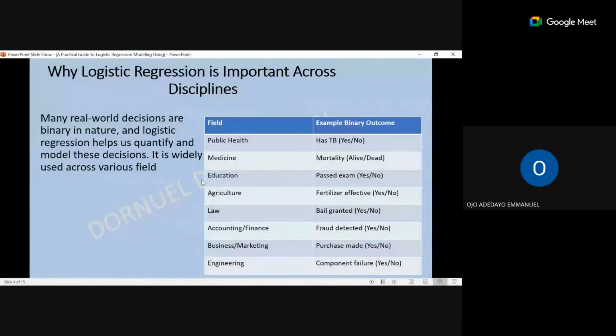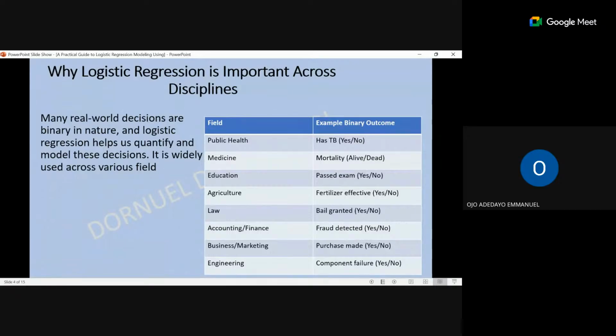Now, why is logistic regression important across disciplines? You may ask yourself, why is logistic regression important? Many real-world decisions are binary in nature. Logistic regression helps us quantify and model these decisions, and it is widely used across our various fields. I really took my time to prepare this slide because I want this slide to be across all fields. So you can use logistic regression irrespective of your field.